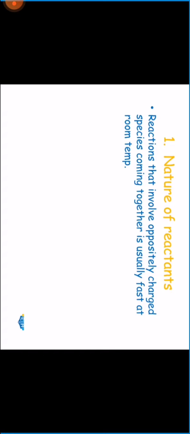So the first factor that we're going to look at is the nature of reactants. When we're looking at nature of reactants, we're simply talking about how our particles or our reactants exist for the reaction. So reactions that involve oppositely charged species coming together are usually fast at room temperature. An example of this would be a silver ion and a chloride ion coming together to form a precipitate of silver chloride.